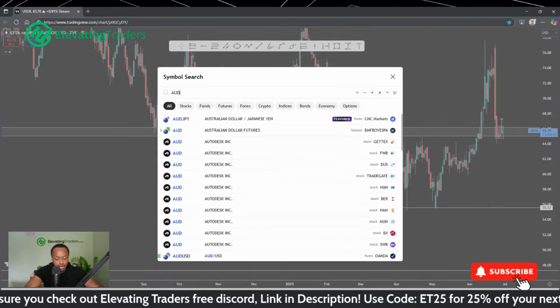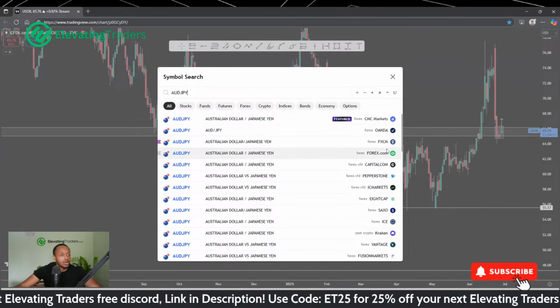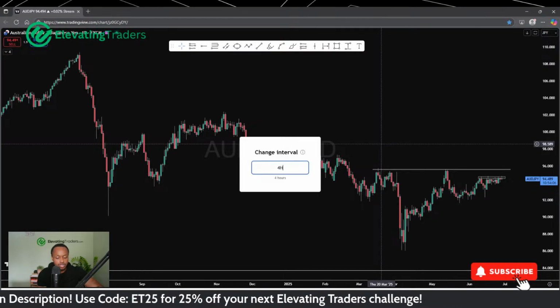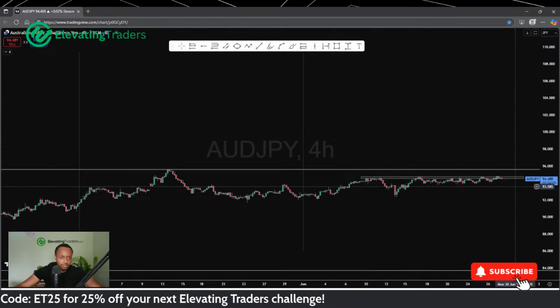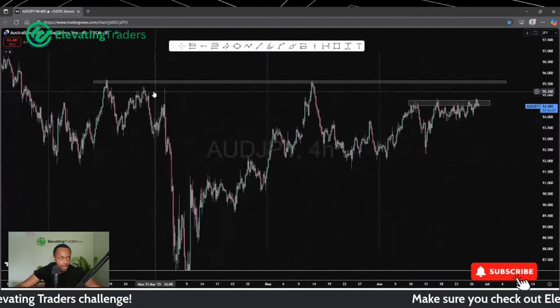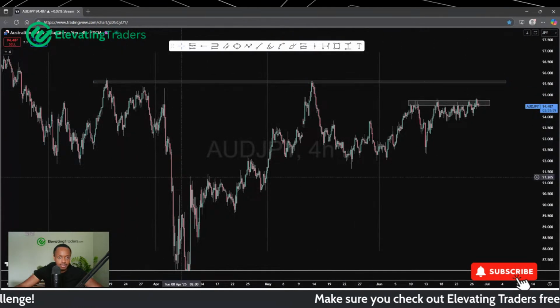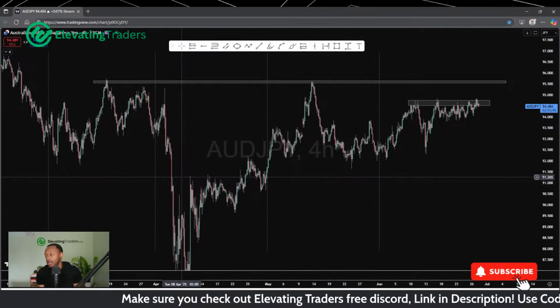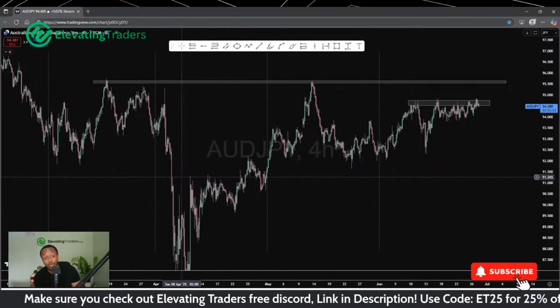In terms of Aussie yen, pretty flat. We just spoke about Aussie yen. I said I do think price can still see some upside. I'm looking for us to come back into resistance here at 95.5. So I do think Aussie yen can be bullish. I'm looking at the yen as well, which does look somewhat weak.